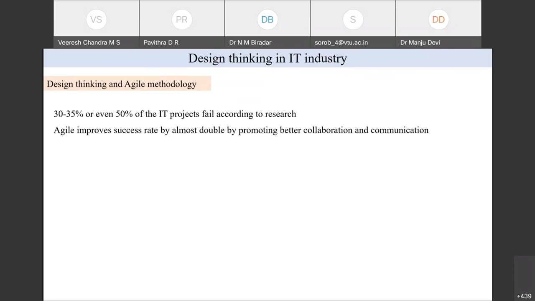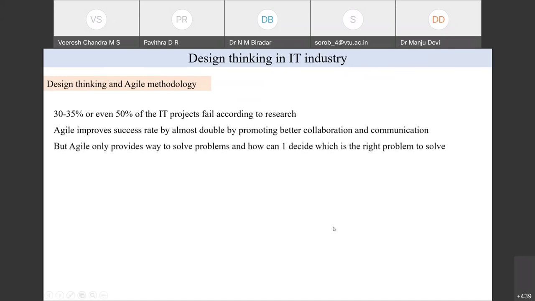But once they adopted agile methodology, it improved the success rate by almost double, by promoting better collaboration and communication. But when I say agile, again, please think about it for yourselves. We don't know which problem to solve, correct? We know the way to solve the problem, but which is the exact problem? Searching for the real problem and giving the problem statement itself takes time.